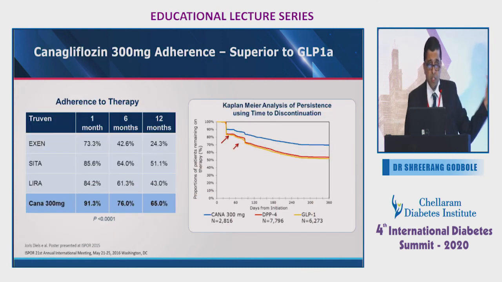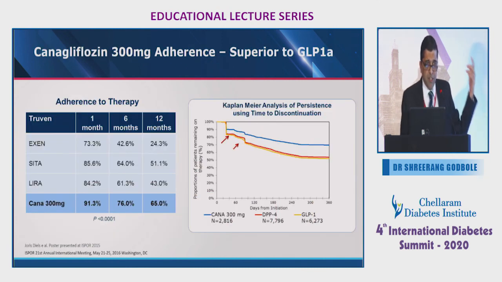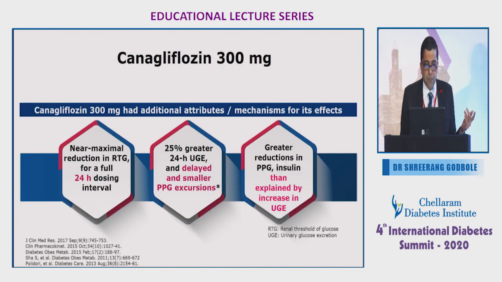Adherence is important. The problem with GLP-1 receptor agonists, they're injectable, so adherence is a problem. That is not so with Canagliflozin. So we have various studies of adherence to treatment at the end of 1 month, 6 months, 12 months. The adherence with 300 milligrams Cana is superior, as expected, compared to the adherence to any SGLT2 inhibitor. So just my two concluding slides.